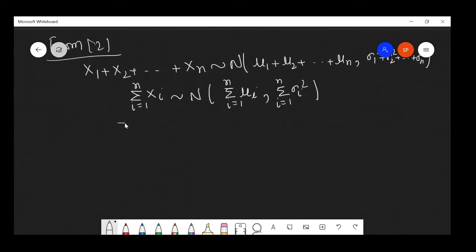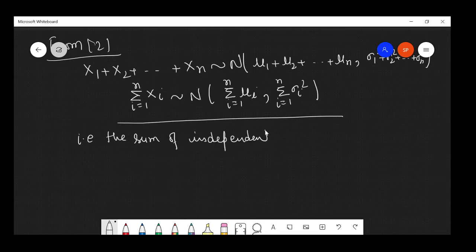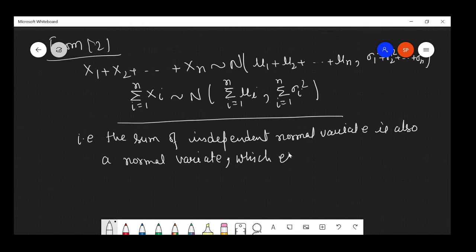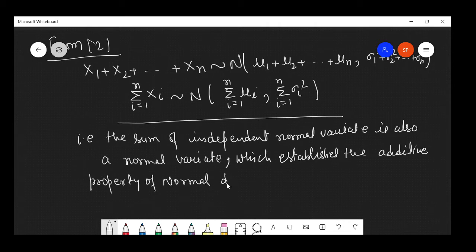Therefore we can say that the sum of independent normal variates is also a normal variate, which establishes the additive properties. It follows the additive properties of the normal distribution.